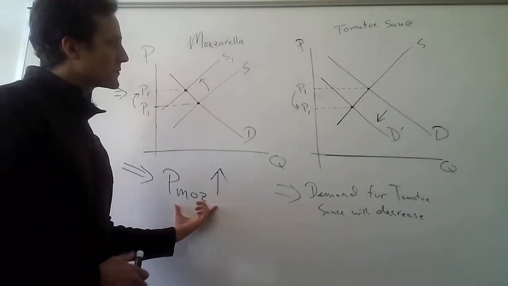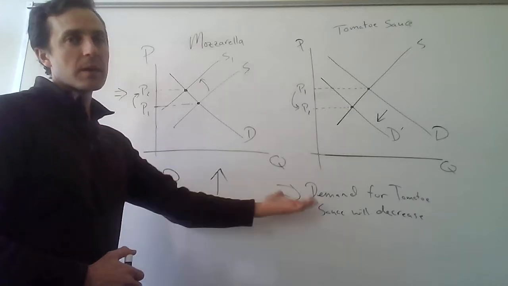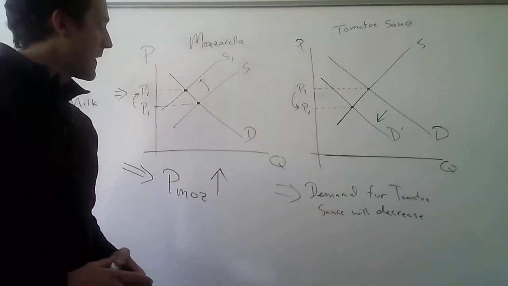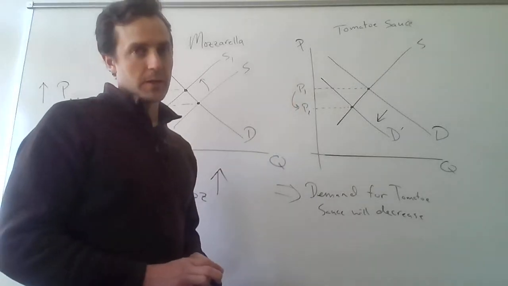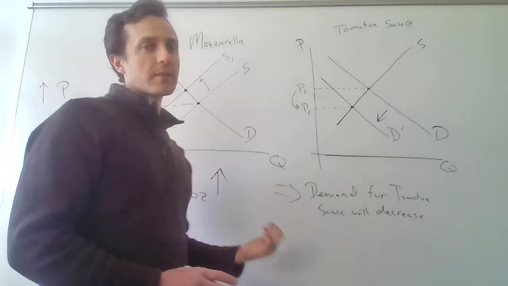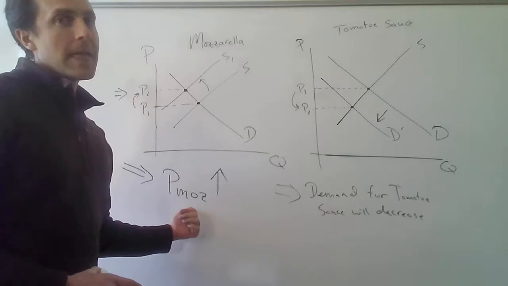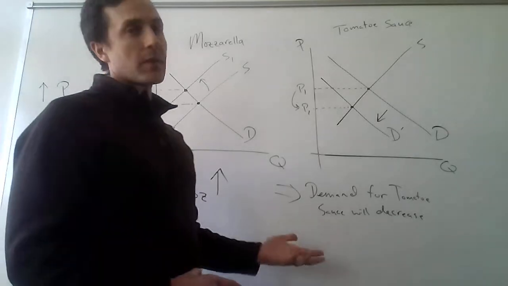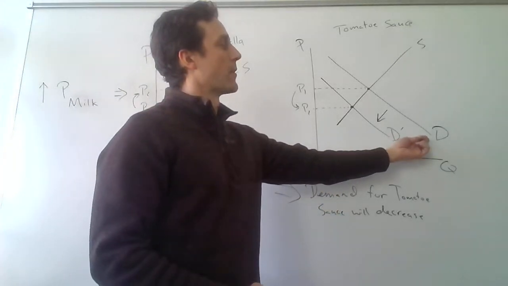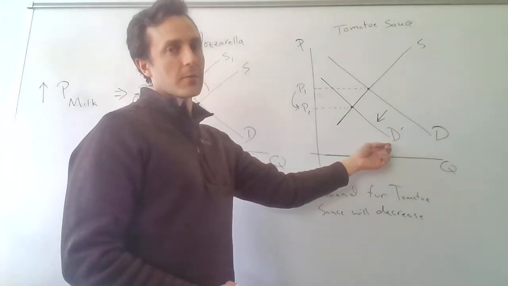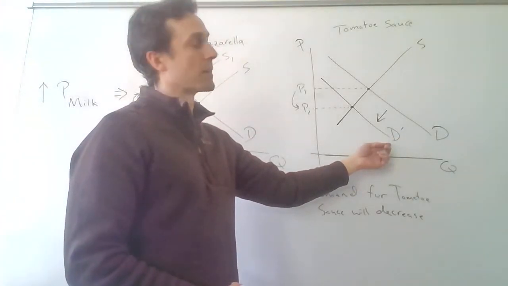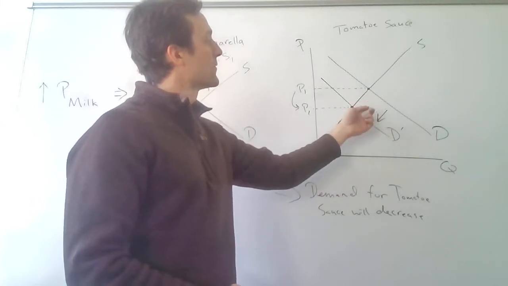Now, the price of mozzarella increasing, since mozzarella and tomato sauce are complements, means that this is going to affect the market for tomato sauce. Since they're complements and the price of mozzarella is going up, the demand for tomato sauce is going to decrease, right? So we have our original demand curve here and the new demand curve here once the price of mozzarella increases. So demand falls.